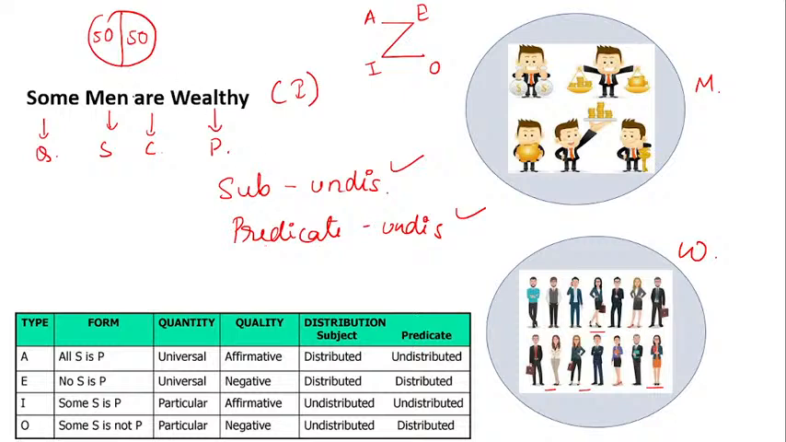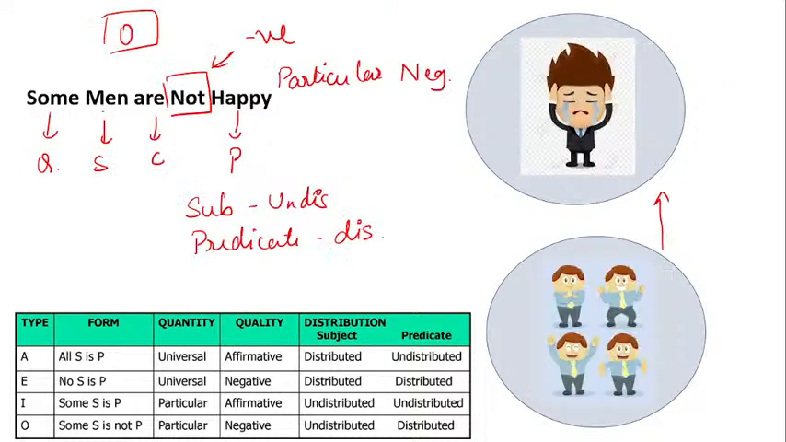Yes. Now, some men are wealthy. Since I'm talking about only some men, okay, not all the men in the world, the subject is undistributed and the predicate is also undistributed. Why? Because I'm saying some men are wealthy. Okay, so in the wealthy category, there could be other people also, it could be females also. So it is also undistributed. Now, I'm saying in the O category, some men are not happy. Since I'm talking about some men, it is directly saying that there are certain men who are happy, there are certain who are unhappy. So if I'm saying some men are not happy, the subject is undistributed, but the predicate is distributed. Yeah. So this is of the form O type.